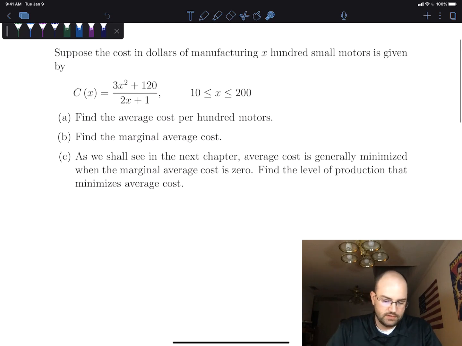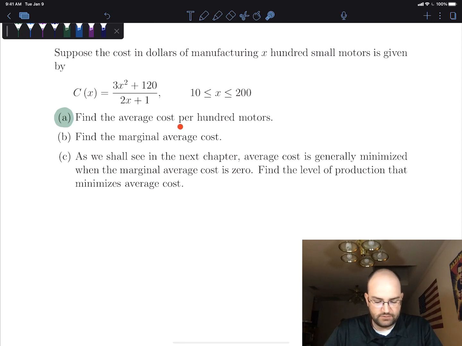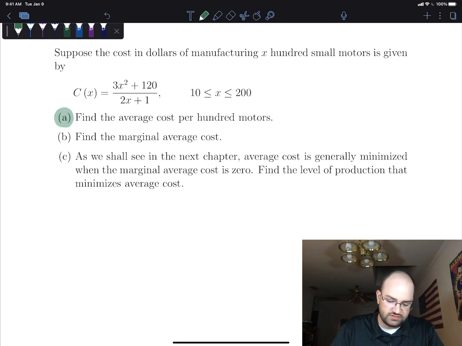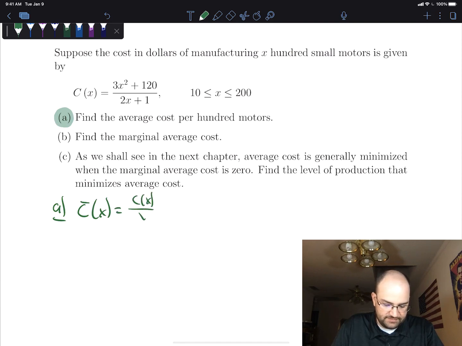Okay, so we're going to work with A here. A says find the average cost per 100 motors. Now, don't let the per 100 motors confuse you, because up here, x is in 100 motors. So that just means that we're dividing C of x by x. That's all it is, since x is in 100 motors. So average cost, by definition, C bar of x is C of x divided by x.